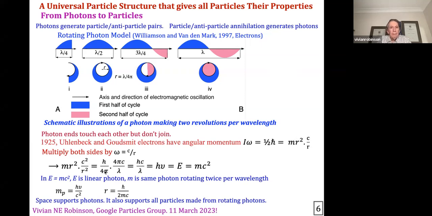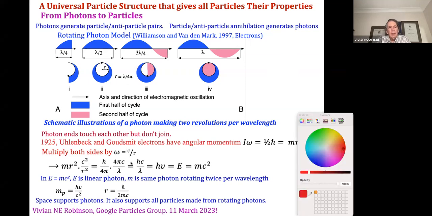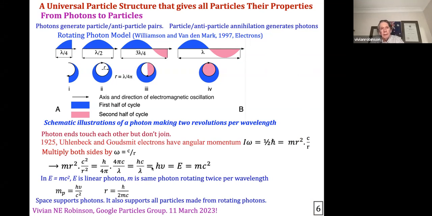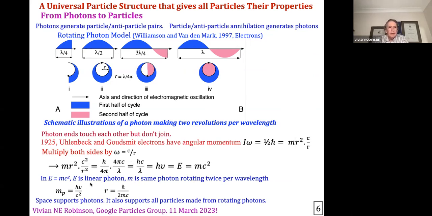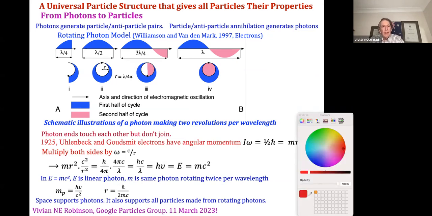which is half h-bar times 4 pi c over lambda, which is c over r. Cancelling out gives h c over lambda equals h nu equals E. If we go back to the original one and cross off the r squared, you get E equals m c squared. So this situation just shows that energy is the photon traveling at c linearly. Mass is the same photon rotating twice per wavelength.